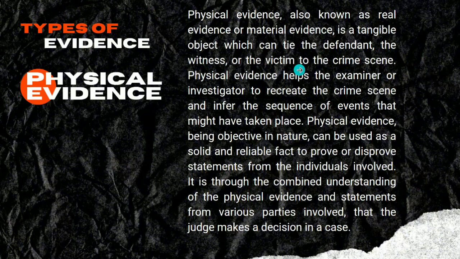Types of evidence. Physical evidence, also known as real evidence or material evidence, is a tangible object which can tie the defendant, the witness, or the victims to the crime scene. Physical evidence helps the examiner or investigator to recreate the crime scene and infer the sequence of events that might have taken place. Physical evidence, being objective in nature, can be used as a solid and reliable fact to prove or disprove statements from the individuals involved.